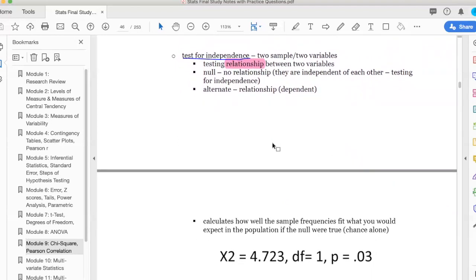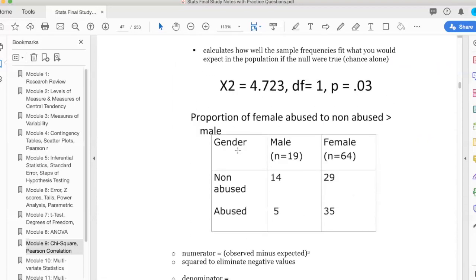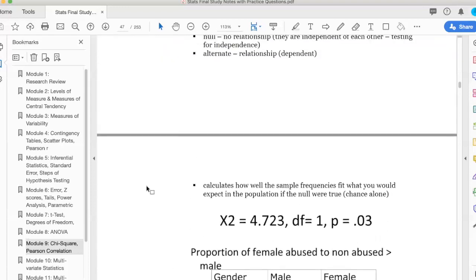So this is how we do that. We test for independence. So you have two variables, and you want to test the relationship between those two variables. In this case, those are categorical variables. Obviously, if you have a continuous and a categorical, you're going to do a t-test. If you have two continuous, you're going to do a Pearson R. We're talking about, down here, male and female and experiences of abuse. So it's yes, no, and male, female. You have two dichotomous nominal variables.